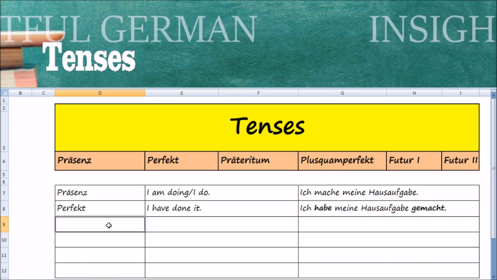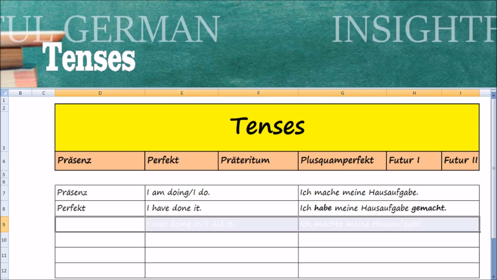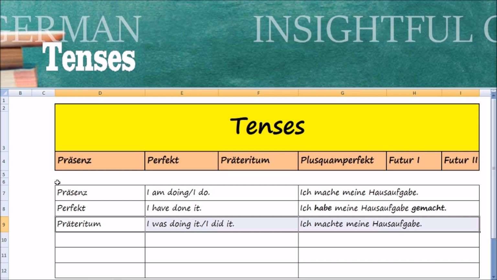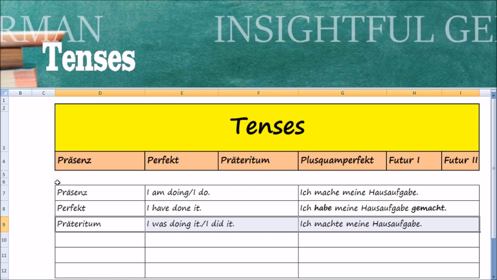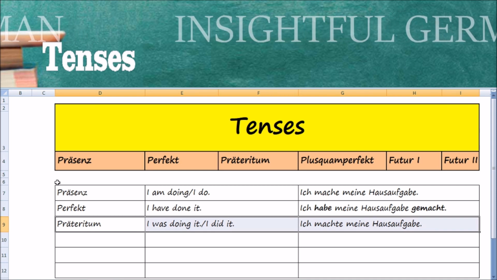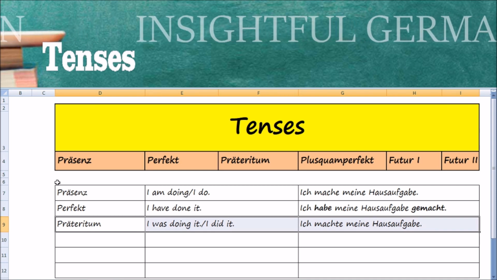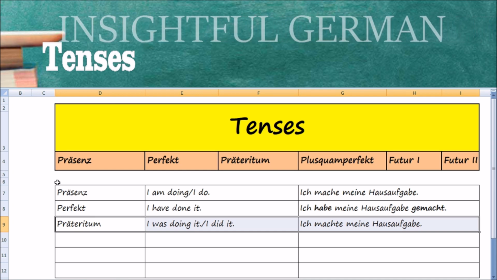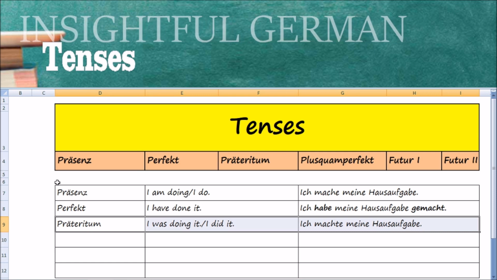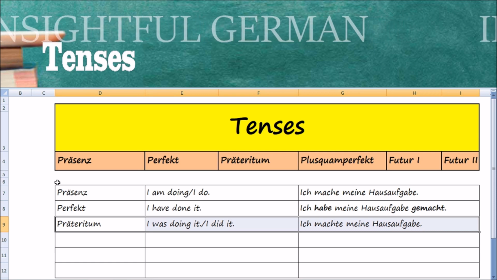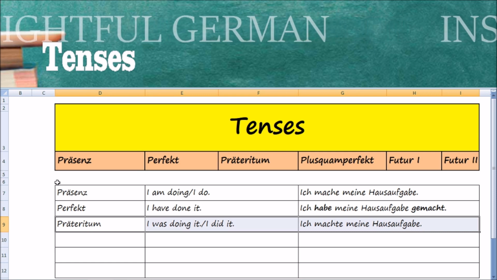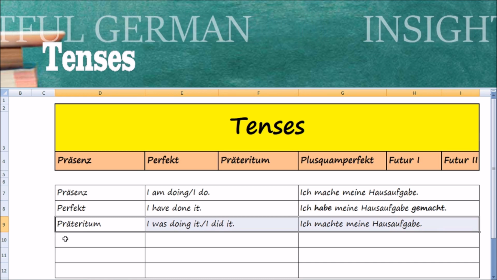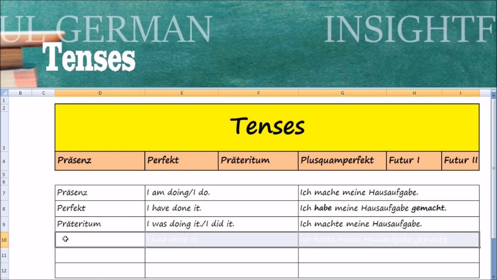The next form is Präteritum, which we use when talking about past events. I was doing it, I did it. Ich machte meine Hausaufgabe. We have irregular and regular verbs. Irregular verbs have their own Präteritum forms and regular verbs have their own, which we will be discussing in the coming sessions.